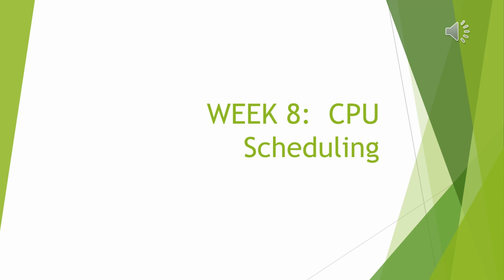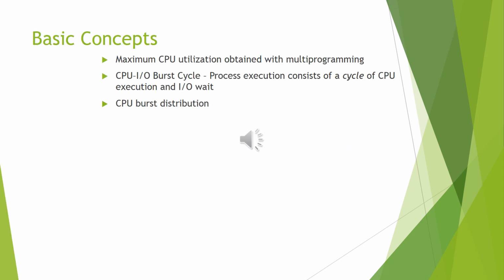We are going to discuss CPU scheduling. We are going to look at different scheduling algorithms in this chapter. So now let's look at the basic concept of CPU scheduling. Maximum CPU utilization can be obtained through multi-programming, in such a way that multiple programs can run concurrently, so you can have maximum utilization of your CPU.